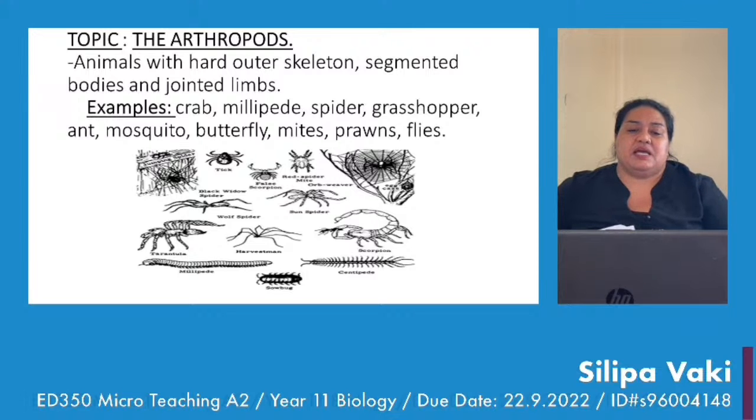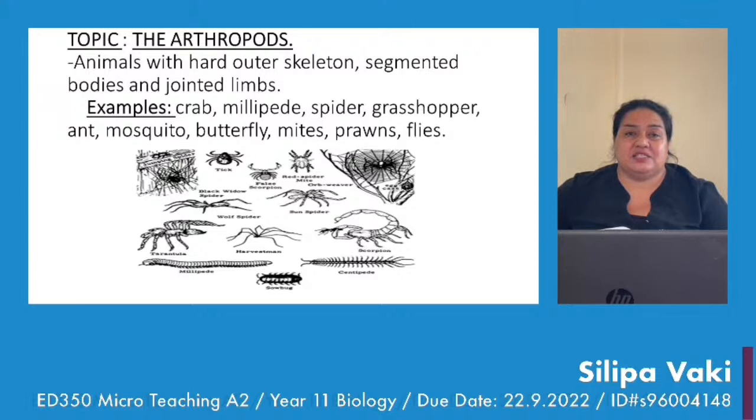Arthropods are animals with a hard outer skeleton, segmented bodies and jointed limbs. Examples: crabs, millipedes, spider, grasshopper, mosquitoes, butterfly, prawns, and flies.